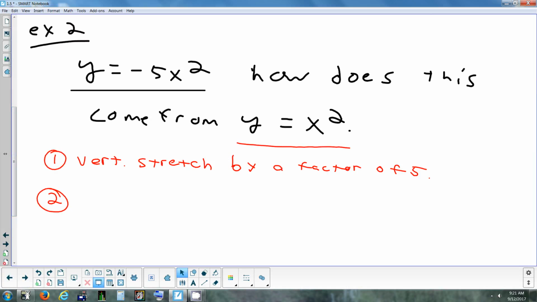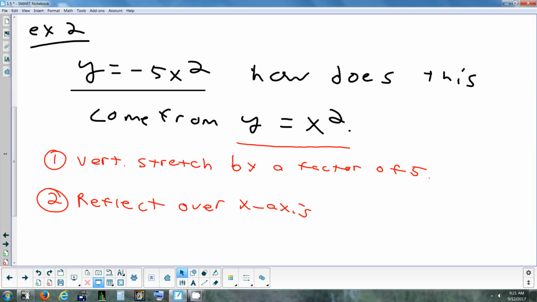And now the second thing that's going to happen is that negative. Dylan, what's that negative going to do? It's going to reflect over the x-axis. Perfect. Reflect over x-axis. So those are the two transformations you would have to do to turn y equals x squared into y equals negative 5x squared.